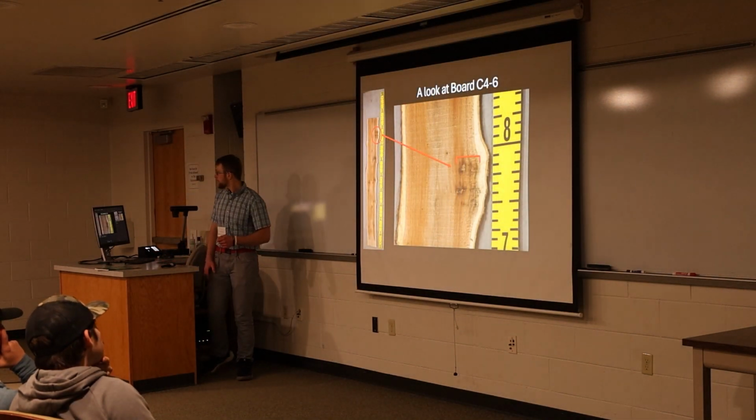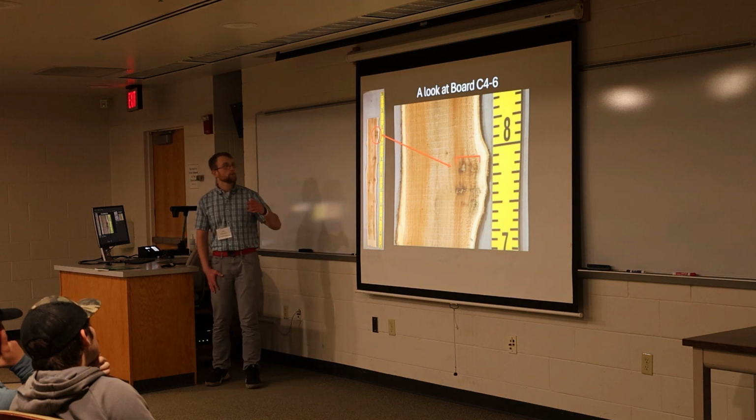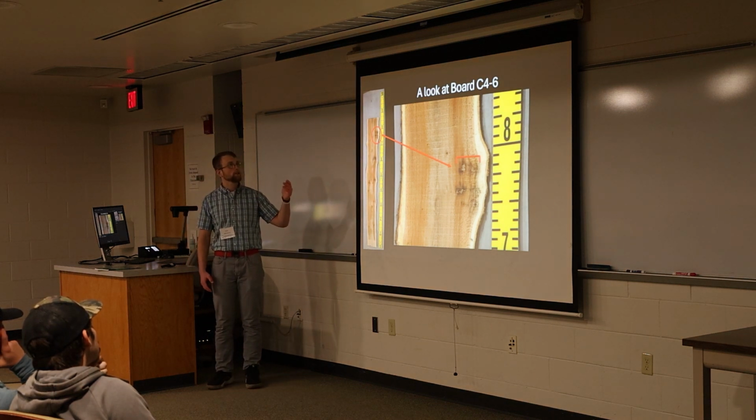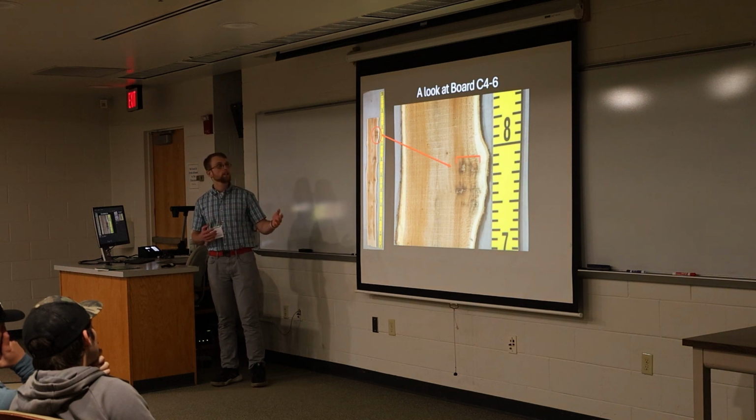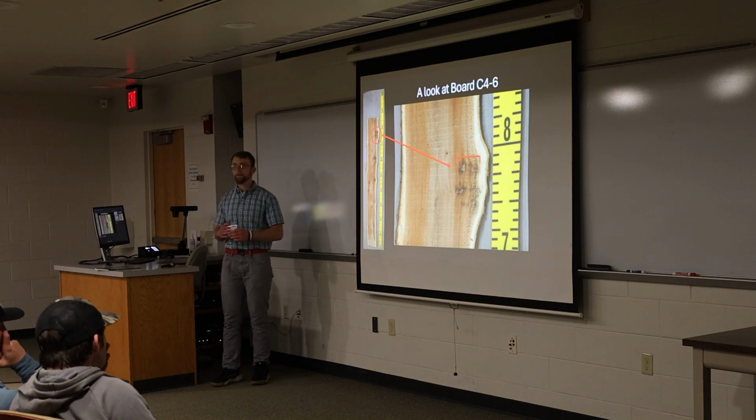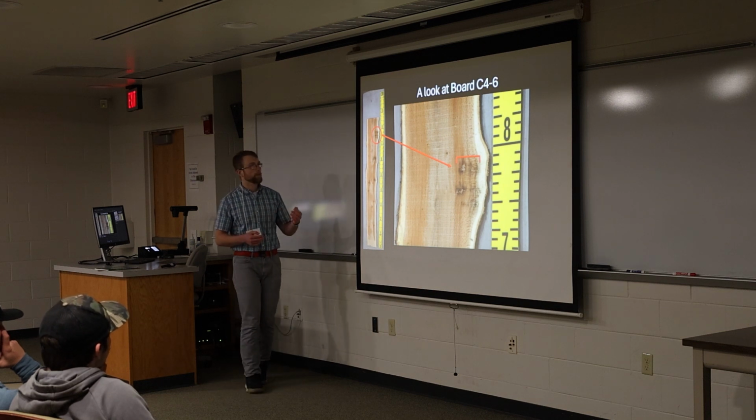So this is a close-up at board C46. Before I explain this, I want to explain the term C46. C is the name that we gave the tree, 4 is the 4th 8-foot log in the tree, and 6 is the 6-inch board depth after milling the log.